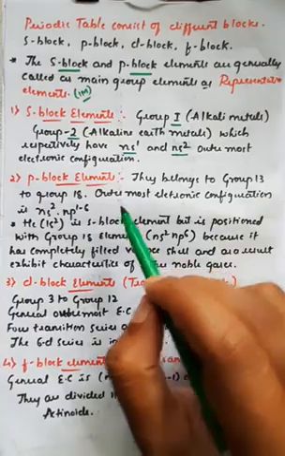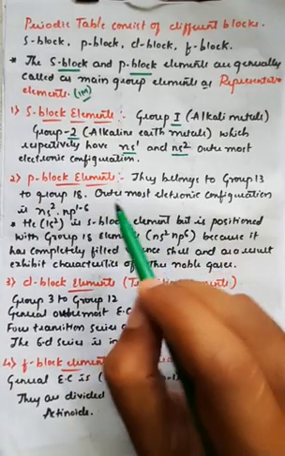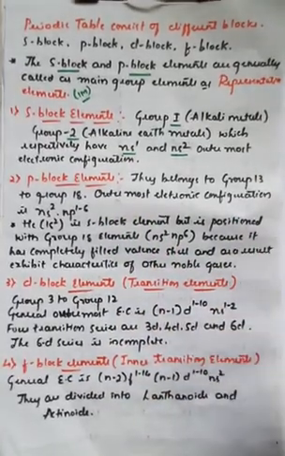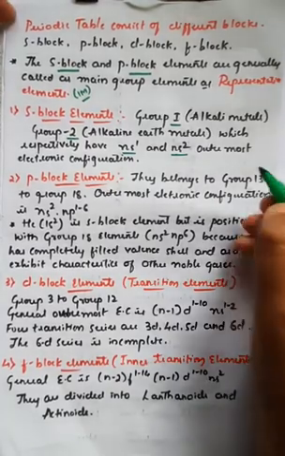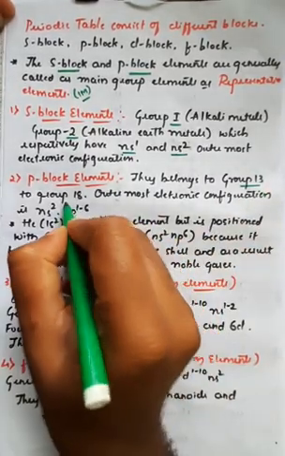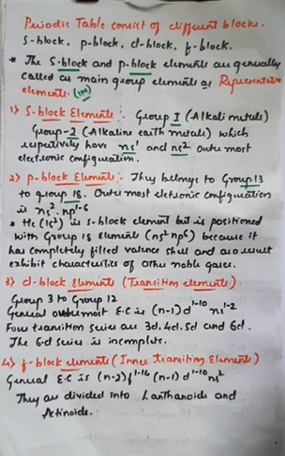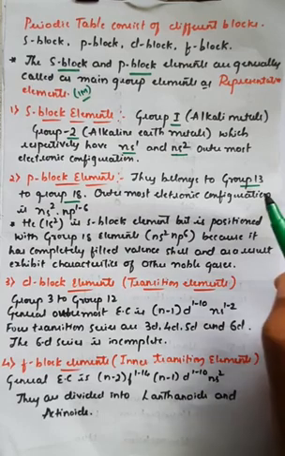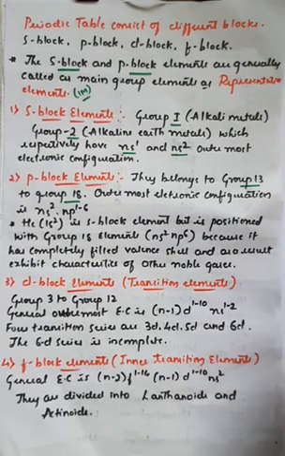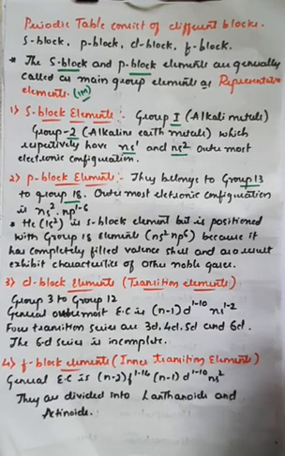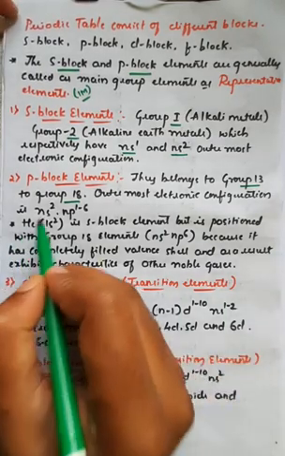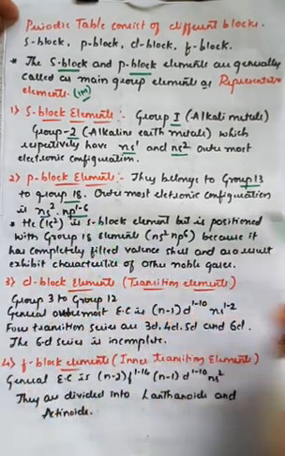And the second block in the periodic table is the p block, and they belong to group 13 to group 18, right? Whatever elements come under group 13 to group 18 are generally considered p block elements. And the outermost electronic configuration in case of p block elements is ns2 np1 to 6, right?